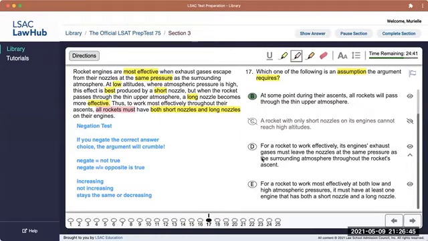Exhaust gases escape from their nozzles at the same pressure, for a rocket to work effectively. So here we don't have optimal, we just have effective, not most effective. So this doesn't actually need to be true either. Okay, so for a rocket to work effectively, this must happen. I think the difference between most effective and just effective is enough for me to eliminate D. Otherwise, D looks actually appealing because they add that throughout the ascent part. And what if it only needs that for part of the ascent?